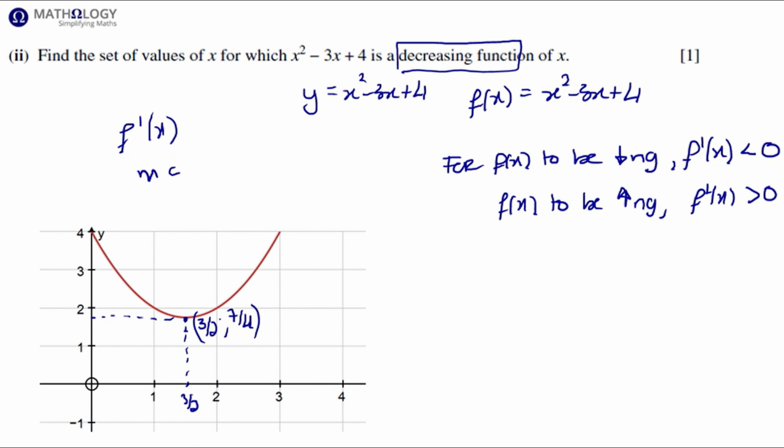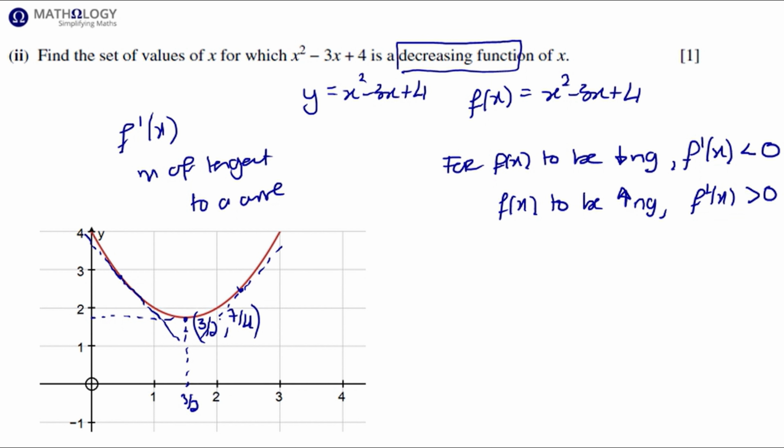Just remember that f prime x represents the gradient of a tangent to a curve, right? This is your curve y equals x squared minus 3x plus 4. You can draw a tangent at any point on that line, right? If the gradient of that tangent is positive, then the function f of x is an increasing function. And conversely, if the gradient of a tangent is negative, so the tangent would slope to the left, then you have a decreasing function for all x values for which you have a tangent sloping to the left, right?